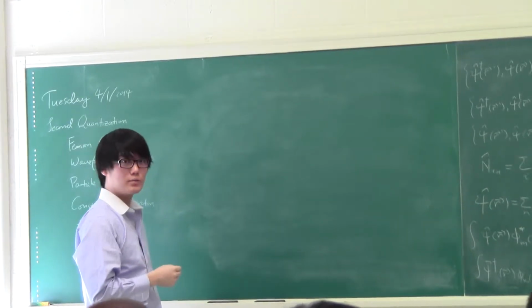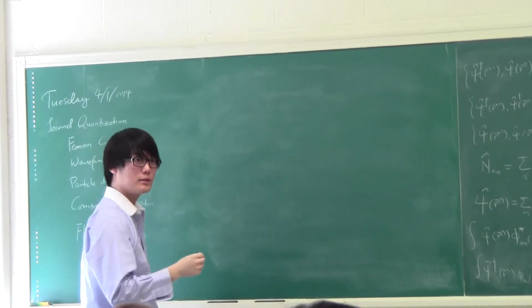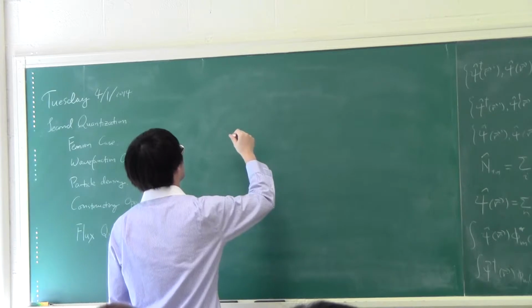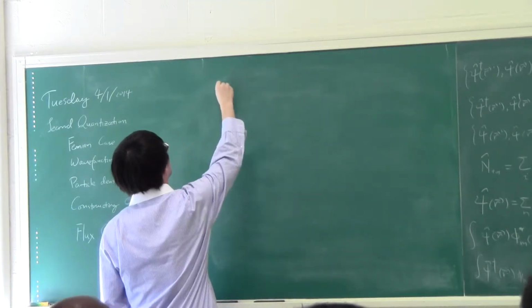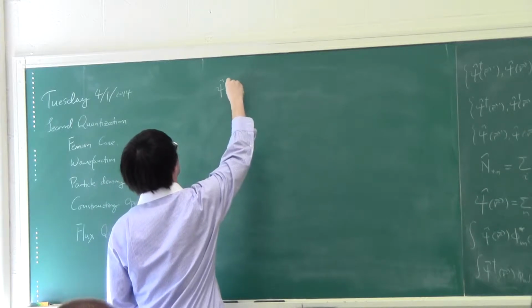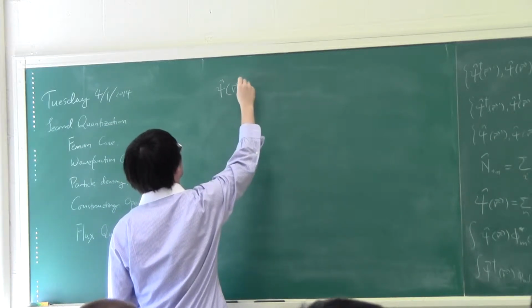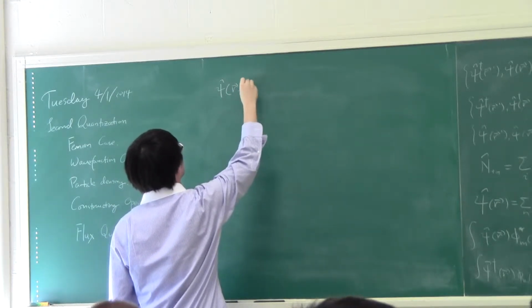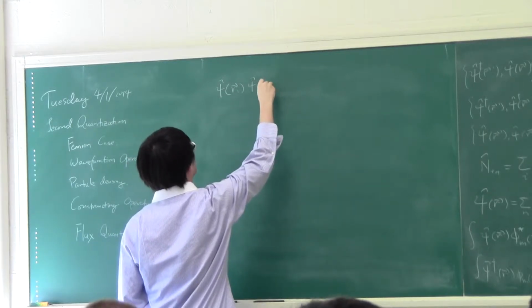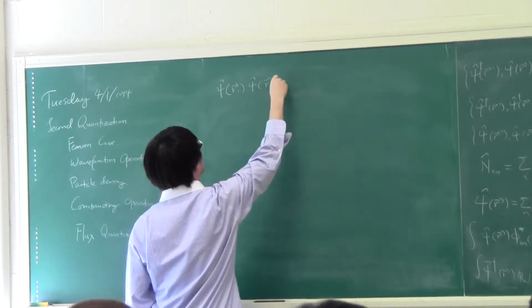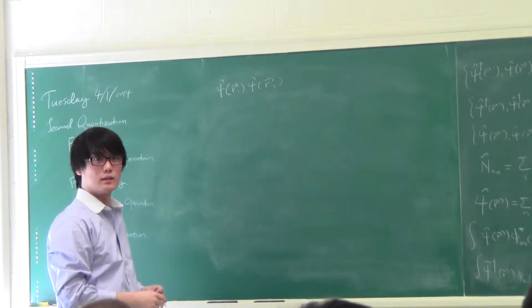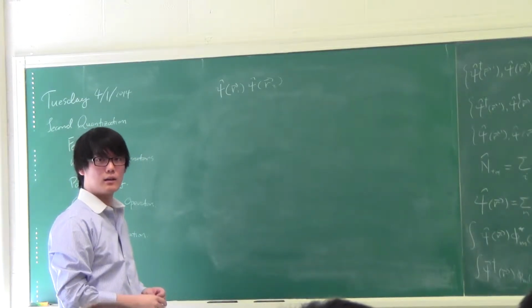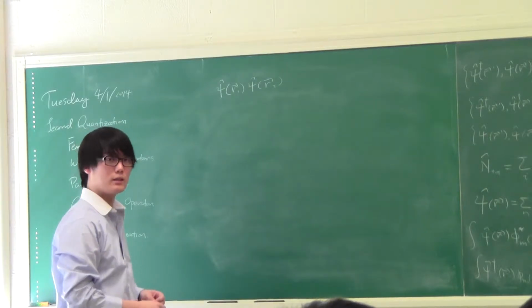Let's use the wave function operators to create multiple particles. So I'm going to tell you that. Let's try to just use a product of two wave function operators. Try this product first, and let's see how this acts on a two-particle state.